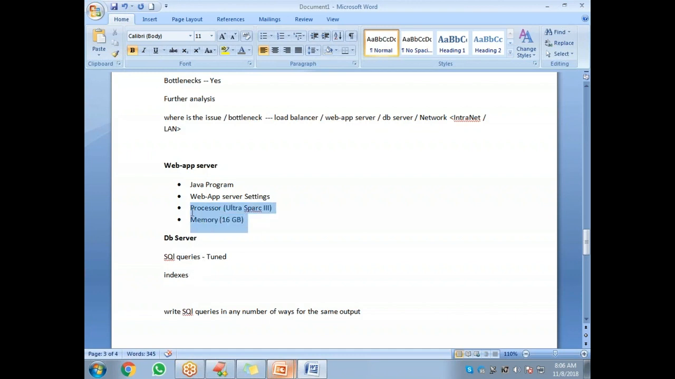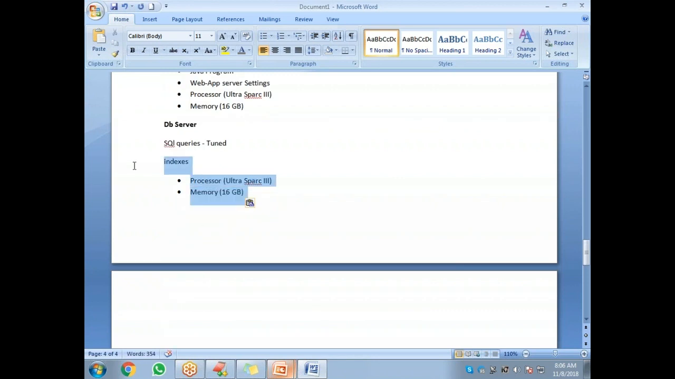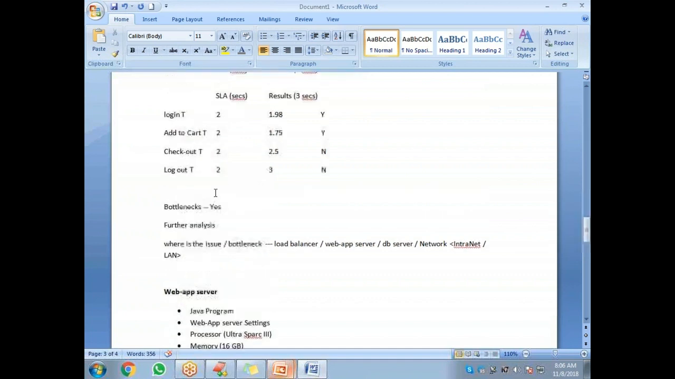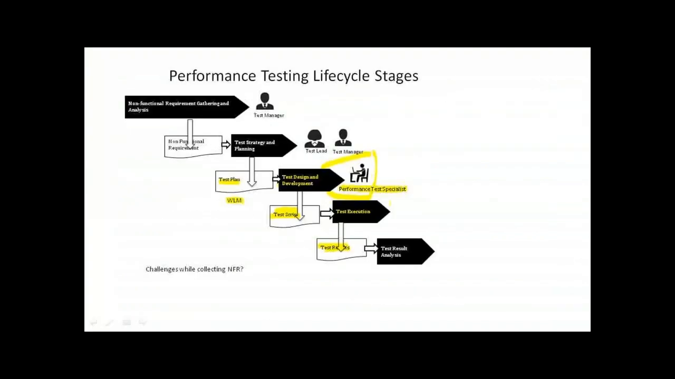Here also you have a processor and memory, so it could be problems over there, or it could be a lot of other problems we'll discuss as well. Okay, so this is what happens in the analysis phase, guys.